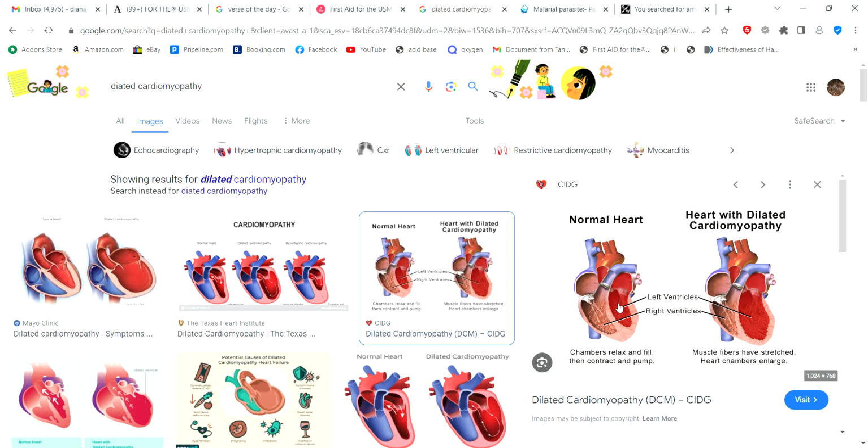See this? This is the normal heart. The chambers enlarged, and it's all thinned out. The lining around the ventricles, they're all thinned out in dilated cardiomyopathy. Okay, this is what you see in Chagas disease.